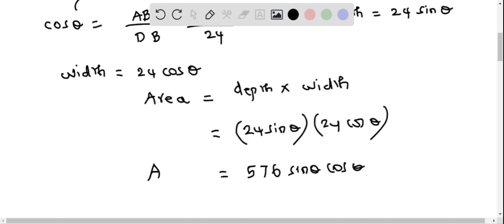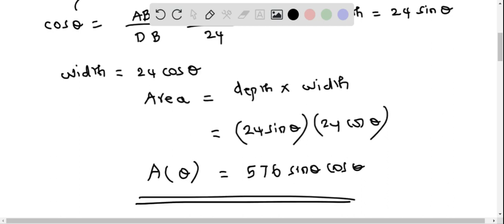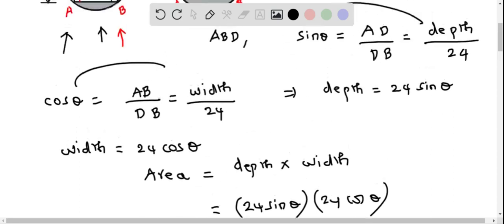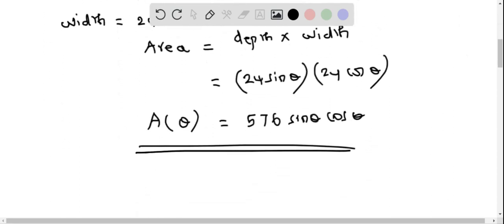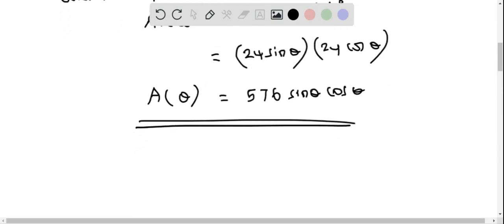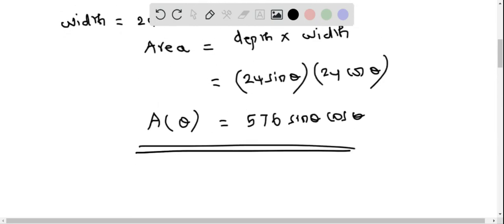And this we can represent as A of theta. This is the area function which is based on theta. So as theta changes, the area of the beam will also change. So this is the area of the beam in terms of theta.